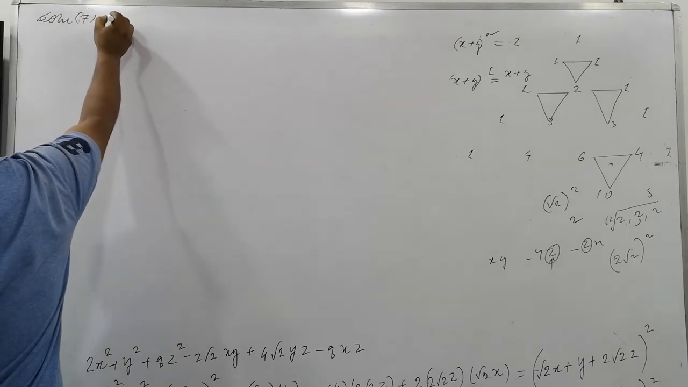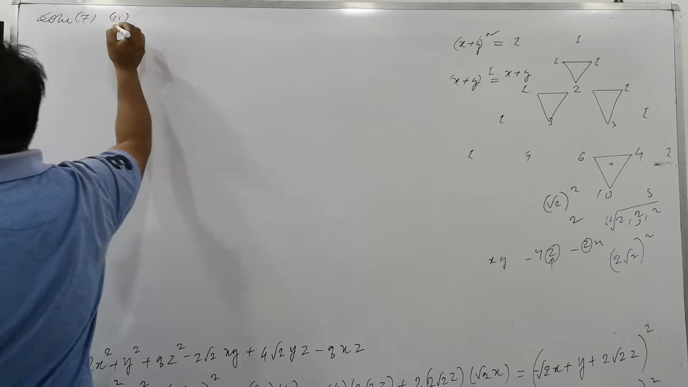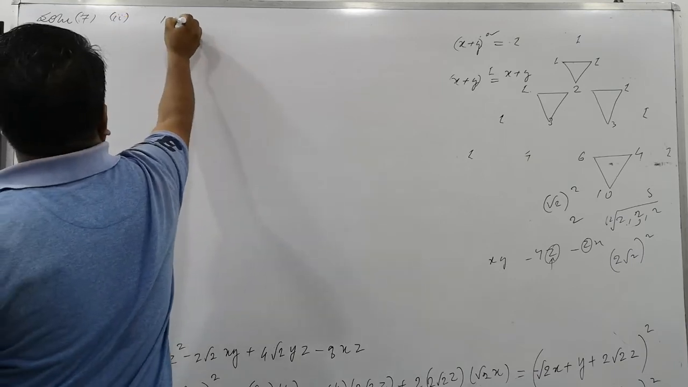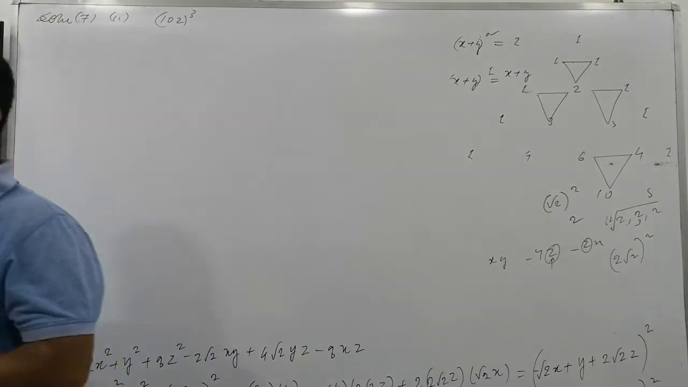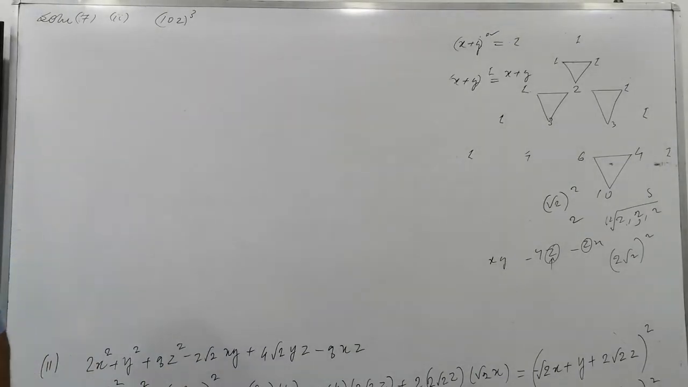Question number 2. What is it here? 102 whole cube. Calculating the cube of a number by direct multiplication has no easy pattern here. Actually, what is the expansion of (a plus b) whole cube, and what is the expansion of (a minus b) whole cube? That is important here.